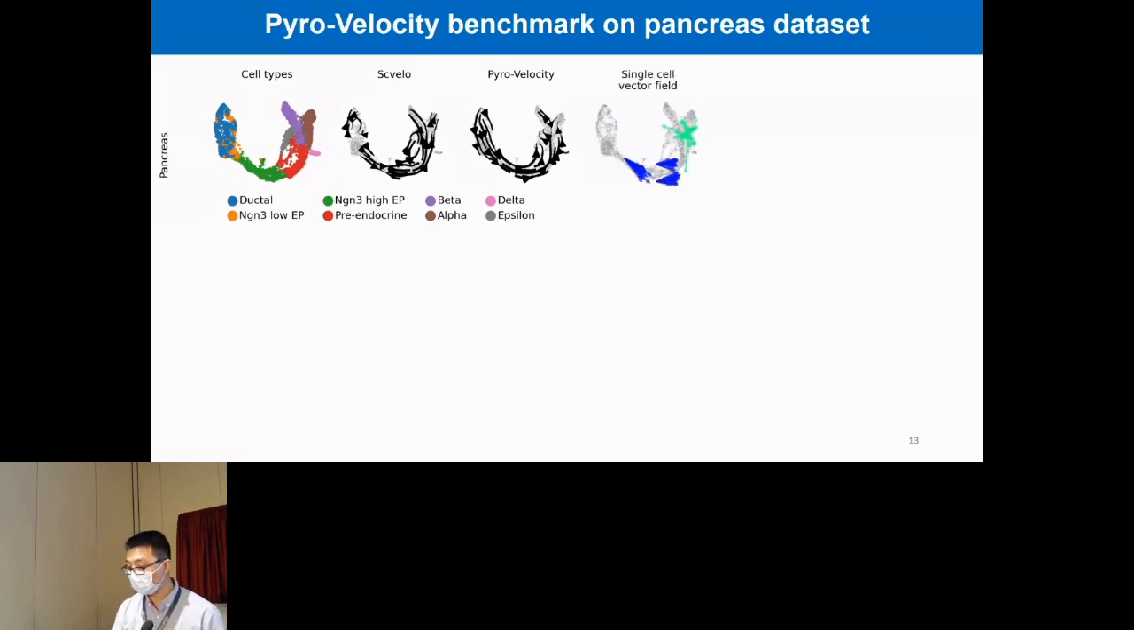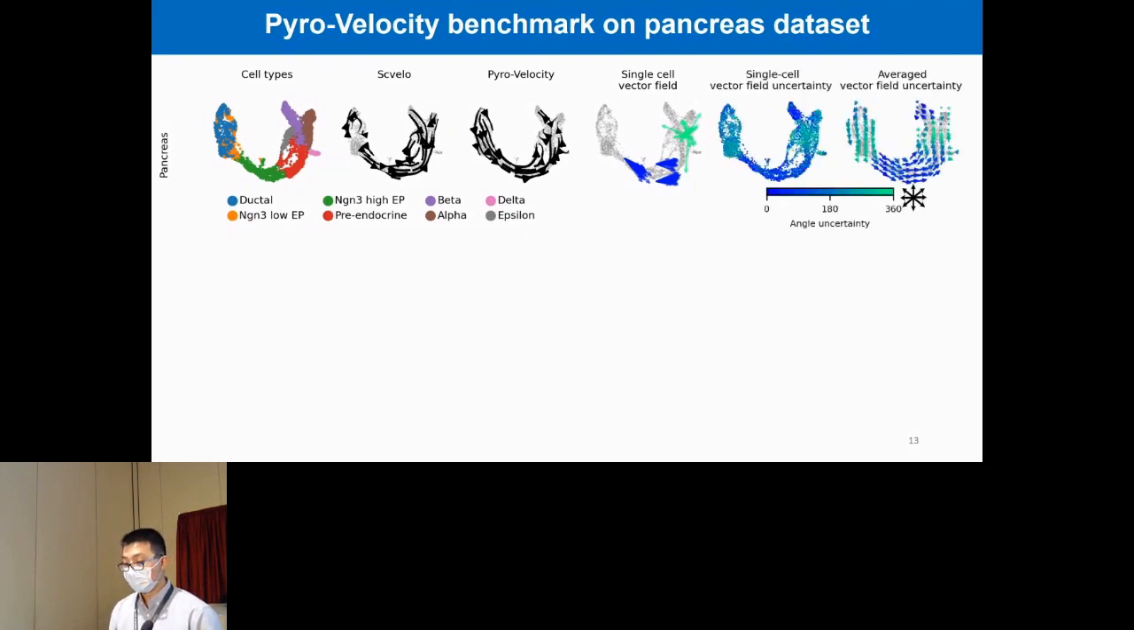Then we try to look at the typical example of the individual cell vector field from 30 posterior samples from our generative model. We can see some of the areas are quite certain. They point to almost the same direction. For some of the areas, they are quite random. They point to almost every direction. So how could we design a metric to study uncertainty?